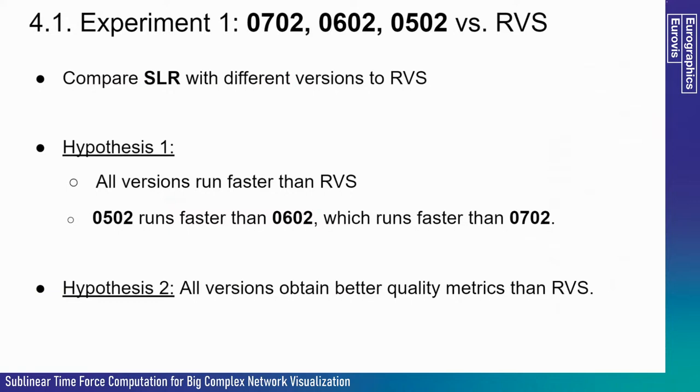In the first experiment, we compare SLR with different versions to RVS. The different versions have different sizes of the set U, and we hypothesize that all versions run faster than RVS, and more specifically, 0.502 runs the fastest, followed by 0.602 and then 0.702. We also hypothesize that all versions obtain better quality metrics than RVS due to the smart initialization method we use.